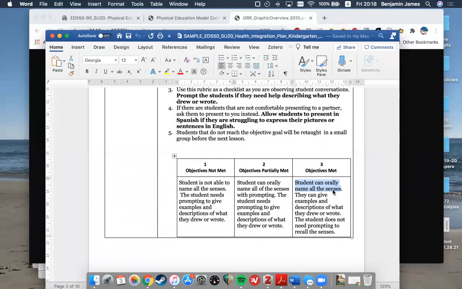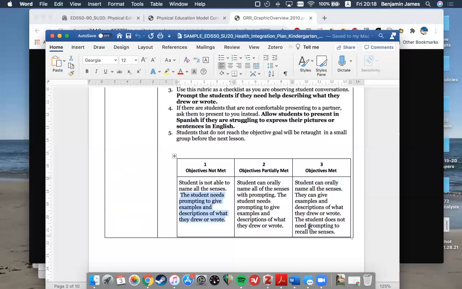So this is one row. Students can orally name the senses. Students can orally name all the senses with prompting. Student is not able to name all the senses. That's one row. And the next row says they can give examples and descriptions of what they drew or wrote. The student needs prompting to give examples, description of what they drew or wrote. The student needs prompting to give examples of what they drew or wrote. I would maybe say this could use some work here, saying the student is unable or student struggles to give examples of and descriptions of what they drew or wrote.